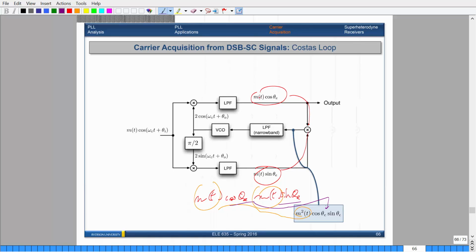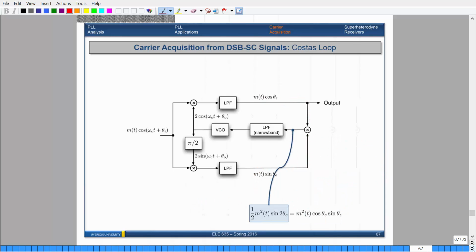That's nice. And then remember, there's a property: sine of 2x is equal to 2 sine x cos x. So if I divide by 2 on both sides, I get half sine 2x equals sine x cos x. So I can represent this as half sine 2 theta sub e, which is what is happening over here. Okay, so how does this work? What's the point of doing this?